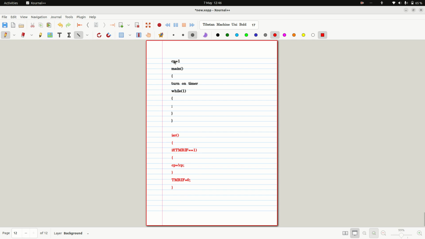So initially CP equals to 1, then what will happen? Timer starts, right? Then here it's toggling, then it is equals to 0. Initially CP equals to 1, then enter the main function. Timer starts now. Timer starts counting 0, 1, 2 like that.